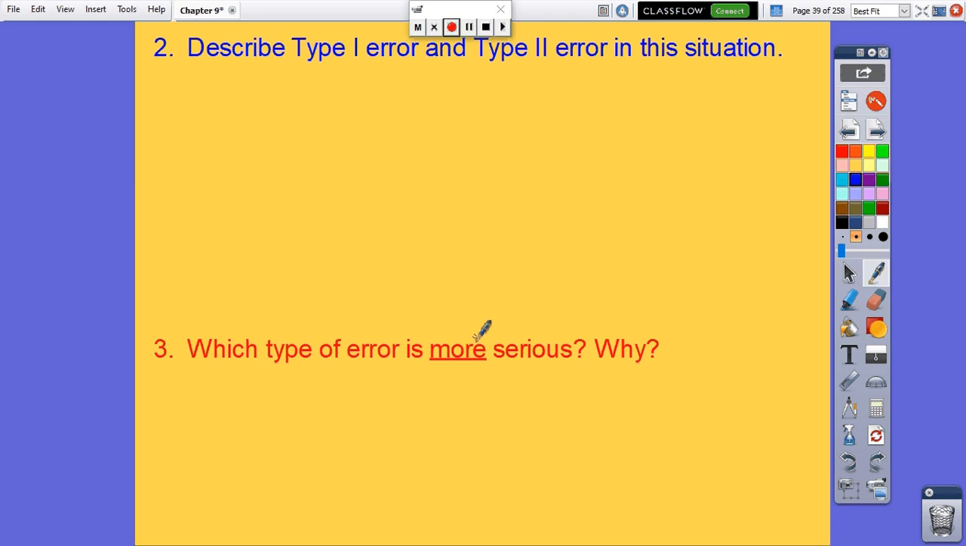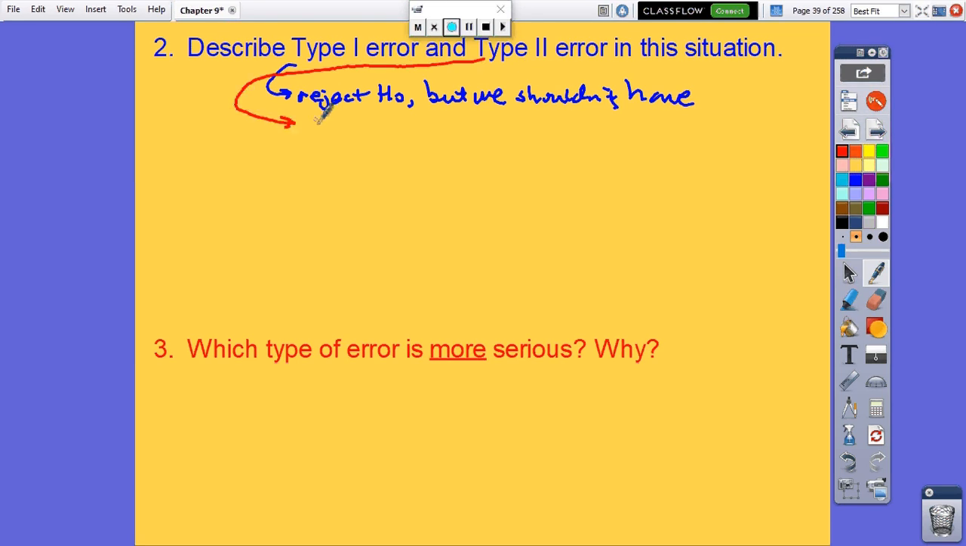Number 2, describe type 1 and type 2 errors in this situation. All right, so let's try to remember what type 1, type 2 was. So type 1 is when we reject the null hypothesis, but we shouldn't have. And a type 2 error is when we fail to reject the null hypothesis, but we should have rejected it. But I'll just say we should have.